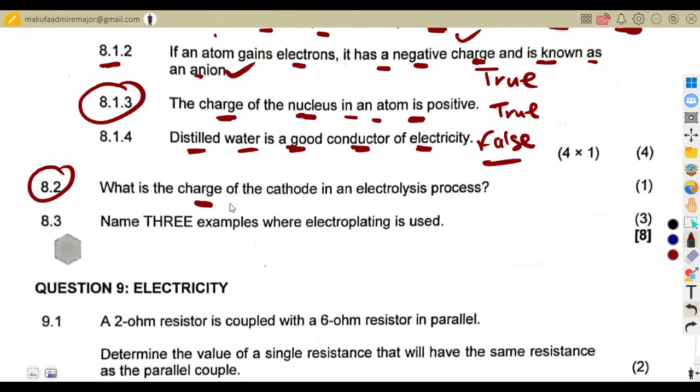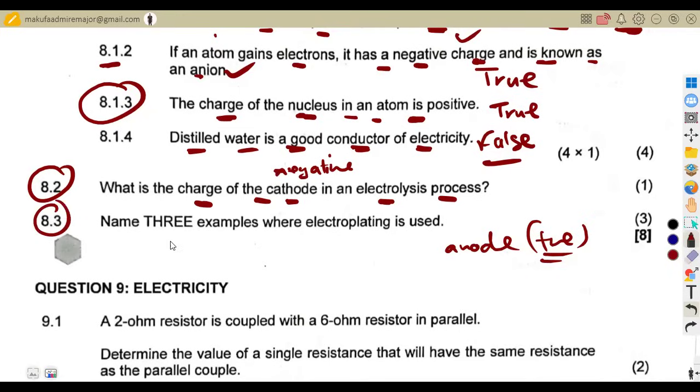What is the charge of the cathode in an electrolysis process? The charge of the cathode is negative, all right? It's taken as negative. That's the cathode. The anode is the one that is taken as positive. Positive is anode, cathode, negative.